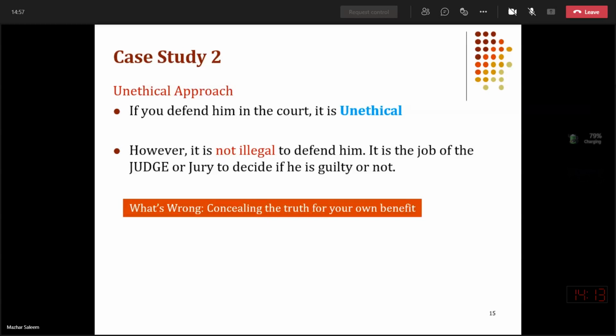And what's wrong in this situation? Concealing the truth for your own benefit. Because if you are defending a person who you know is actually guilty, then in order to save him from the punishment, you will actually have to conceal certain facts, right? If you give away all the information and expose the entire truth, then there is a very high likelihood that your client will get the punishment. And as his lawyer, you don't want that. So in this scenario, if you are defending him, you will conceal the truth for your own benefit, and that is unethical. However, it is not illegal.